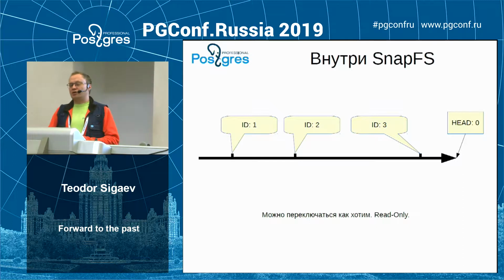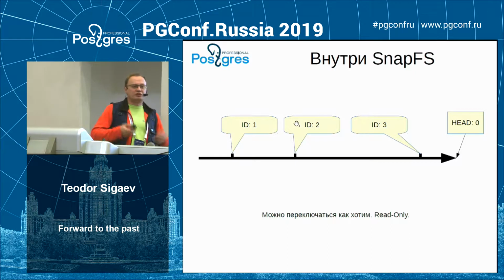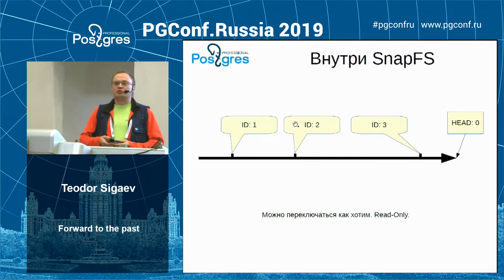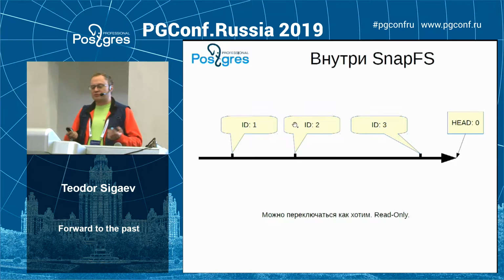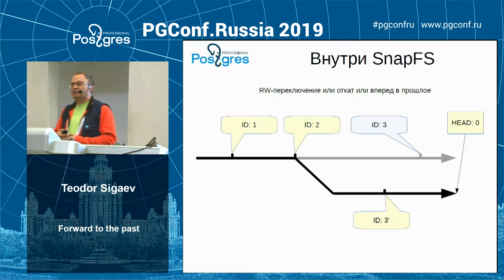So in a linear view, it looks like this. We have history, we have head, which is our current moment. It has snapshot number, it is always 0, like it's missing at all. And we have some snapshots in the history. We can switch between them very easily in read-only mode, just not to modify anything.